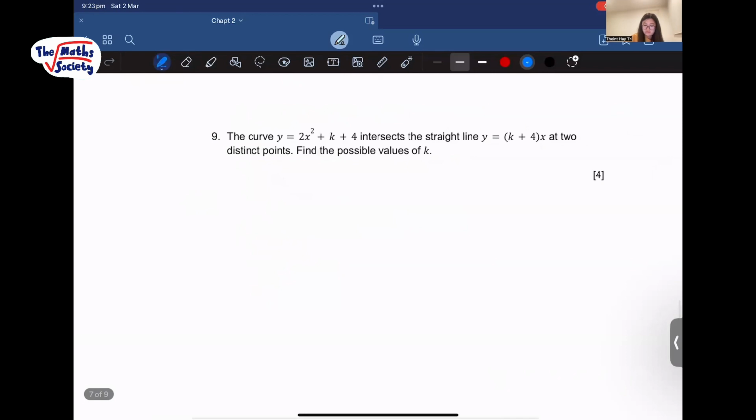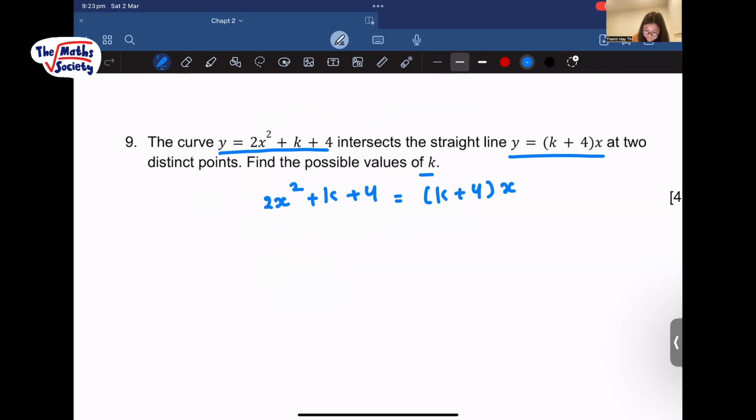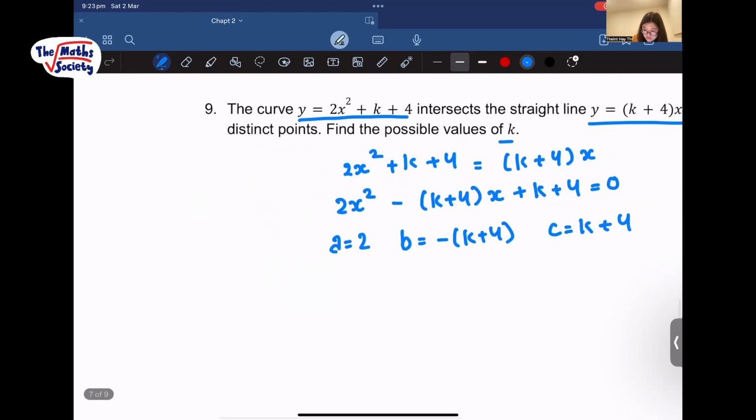And then we have the curve y equal to 2x squared plus k plus 4 intersects with a straight line k plus 4x at 2 distinct points. So you have to find the possible values of k. Yeah, so let's get into it. It'll be 2x squared plus k plus 4, which is equal to k plus 4x. So it'll be 2x squared minus k plus 4x plus k plus 4 equals 0. Yep, so a will be equal to 2, b equal to minus k plus 4, c would be k plus 4.